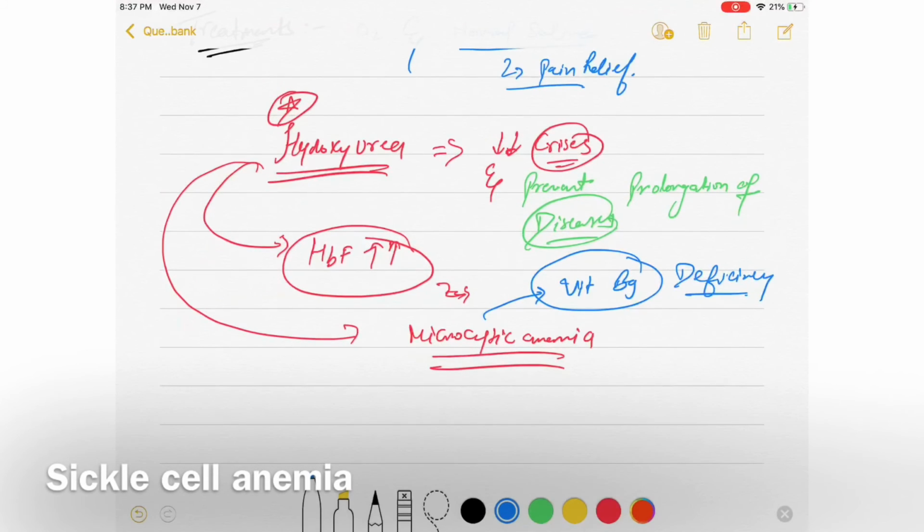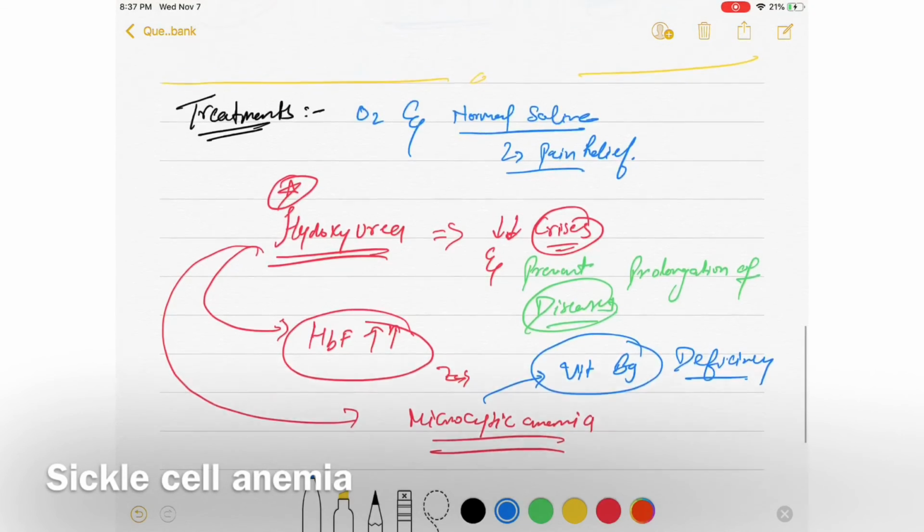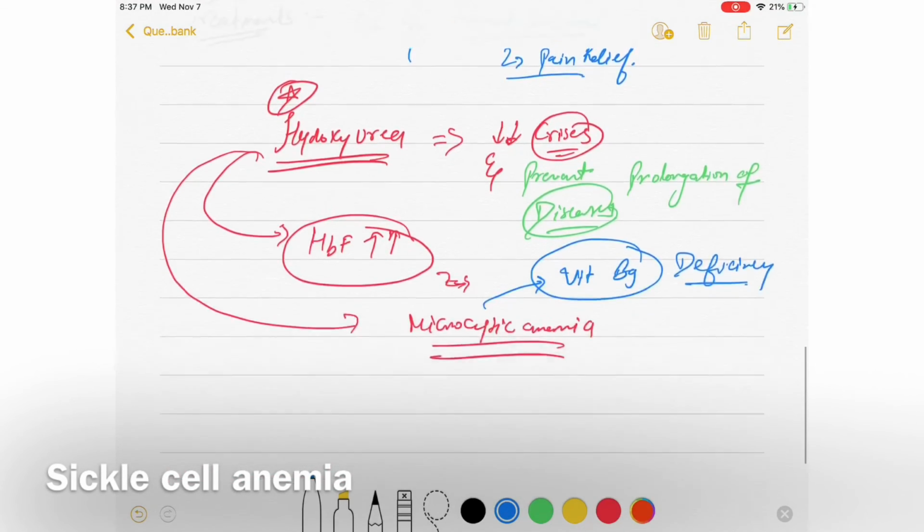So here we discussed a little about sickle cell anemia and the main concepts.